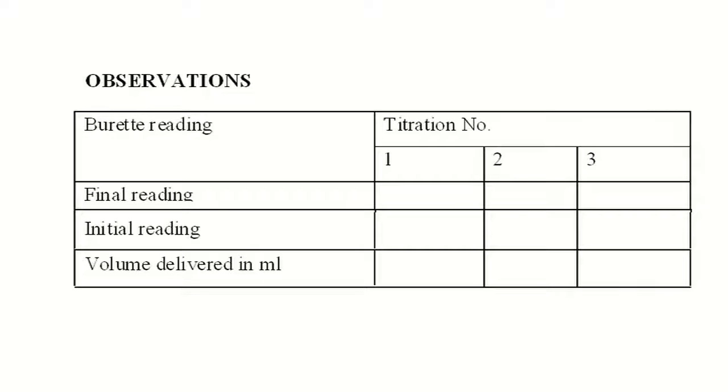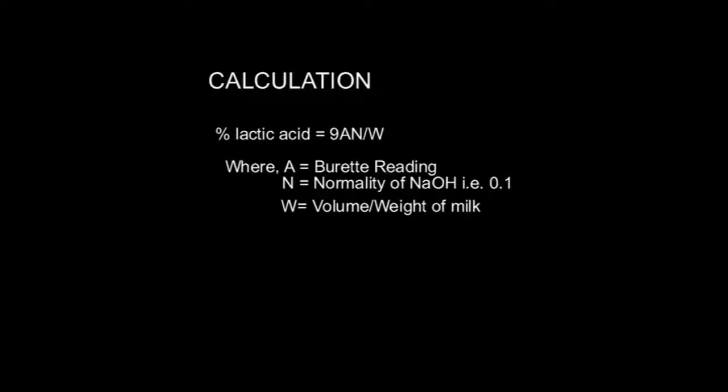Observations. Calculations. Percent lactic acid equals 9 AN upon W, where A stands for burette reading, N stands for normality of NaOH, that is 0.1, and W equals volume times weight of milk. Conclusions. Acidity of the given sample expressed as percent of lactic acid.